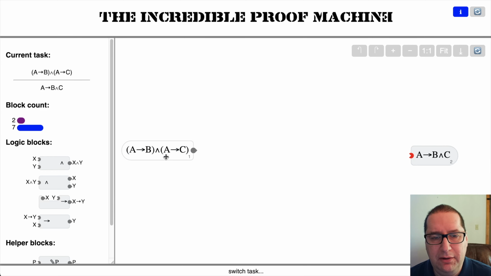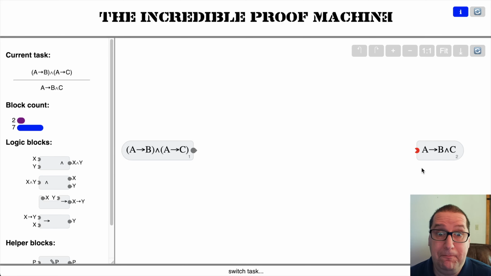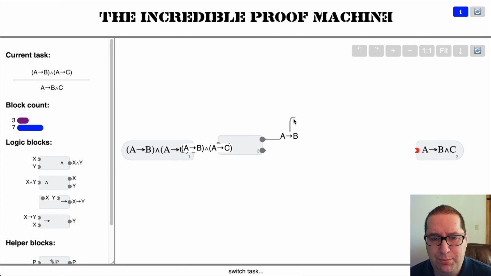So let's zoom out a little bit. A implies B and A implies C implies A implies B and C. Okay. Well, first, I think we're clearly going to have to break this statement down. So let's break it down into A implies B and A implies C.